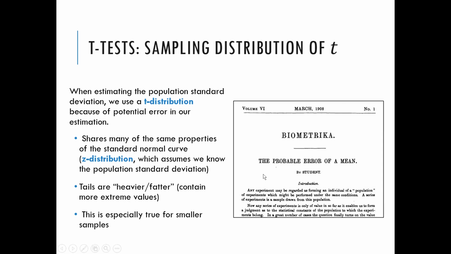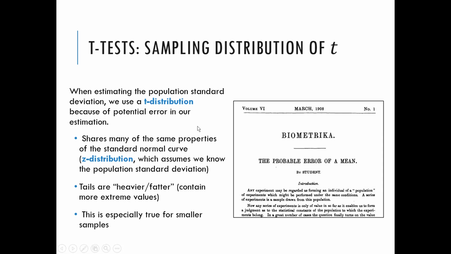And this is the article, and it's published by William Gosset. He worked for Guinness at the time, and he basically characterized the t-distribution, but I guess the employees weren't allowed to publish under their actual name. And so he just published it under the pseudonym Student. And so the t-test is also known as Student's t-test.